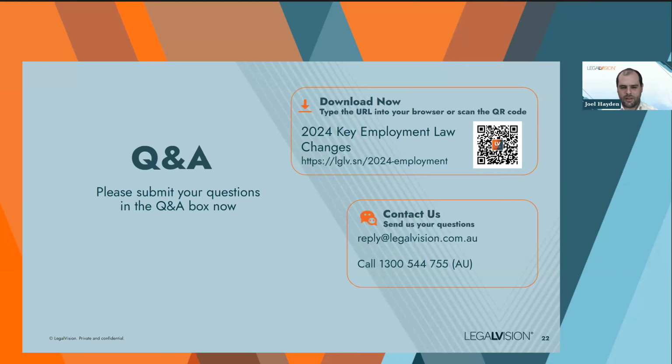So lower hours may be reflective of casual employment, but it's not going to be determinative, and there'll still be an obligation to look across all of the circumstances for that employee.